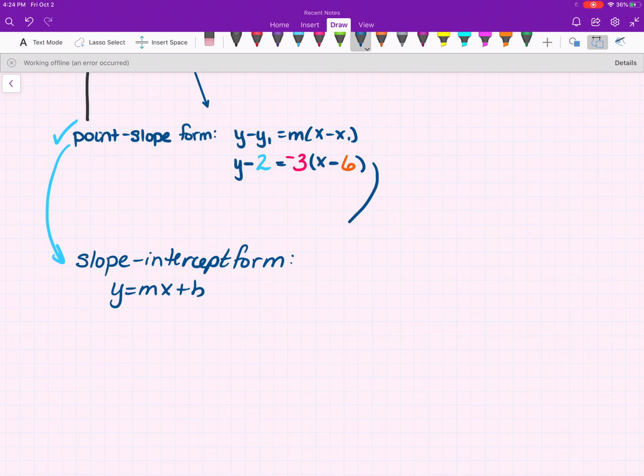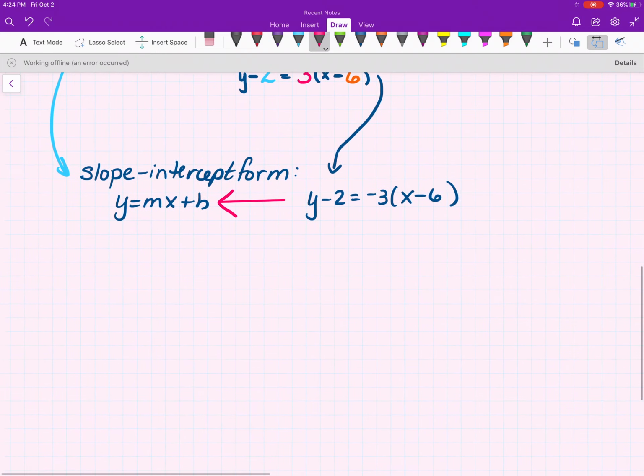This is what we have. So let's start with what we have. y minus 2 equals negative 3x minus 6. Well, the first thing I notice is, if I'm trying to get from here to here, I went backwards.